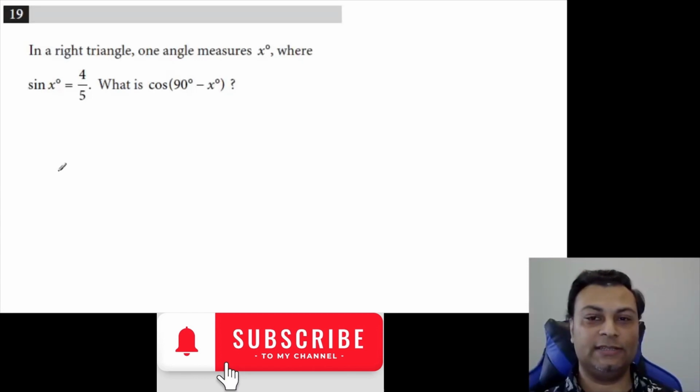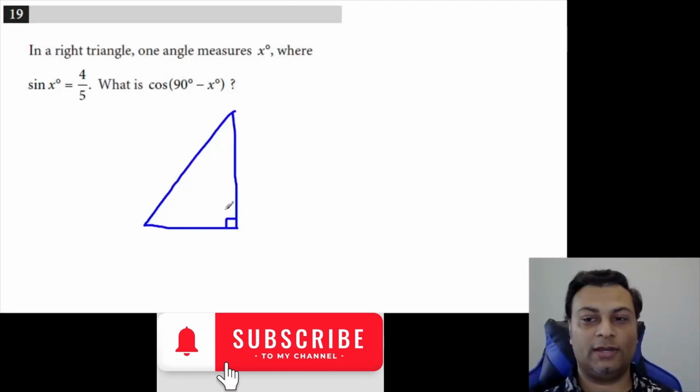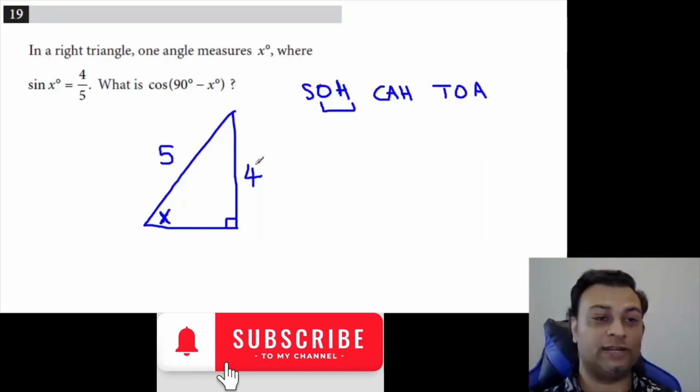Moving on to number 19. In a right triangle, one angle measures x and sine x is 4/5. What's cosine of 90 minus x? If you're given a right triangle, let's draw a right triangle. Then one of the angles is x. Okay. Well, sine of x is 4/5. So sine is, let's recall what sine stands for. It's opposite over hypotenuse. Cosine is adjacent over hypotenuse, and tangent is opposite over adjacent. But we have opposite over hypotenuse. Okay. 4/5. So this is 4 to 5. The ratio of these sides are 4 to 5.